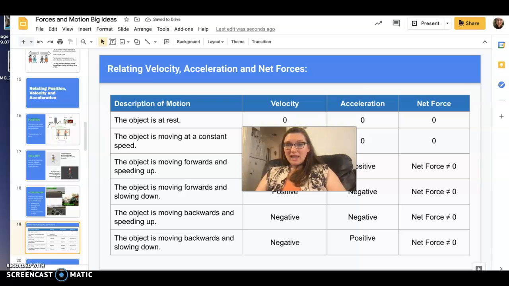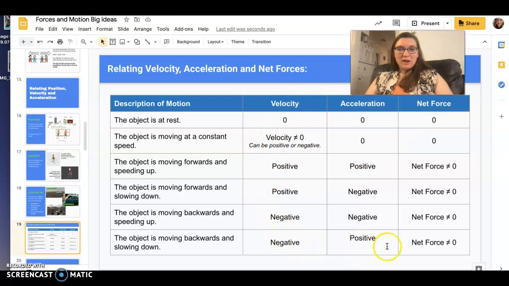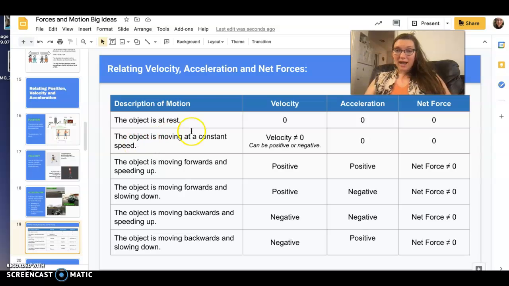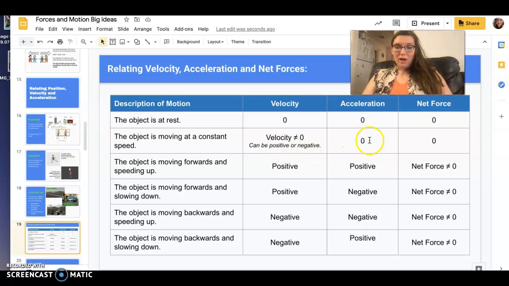Okay, so here is a comprehensive table about all the different things that you need to know about acceleration and graphing, all of this stuff. So if the object is at rest, the velocity is 0, there's no acceleration, and there's no net force because everything is balanced, and that's why it's not moving. If it's moving at a constant speed, the velocity is not going to be 0. It's either going to be positive or negative, but there's going to be no acceleration because it's not changing speed or direction. And there's going to be no net force because it's moving at a constant speed. So the forces are balanced in that situation.